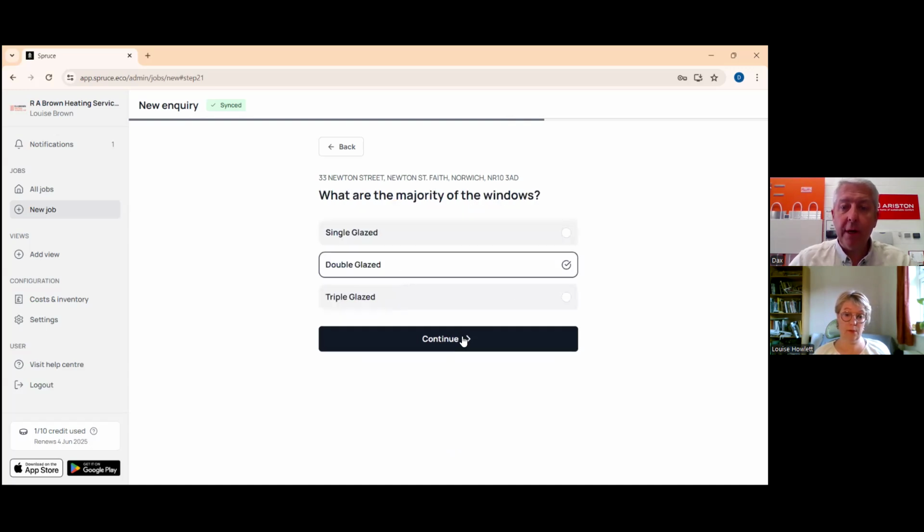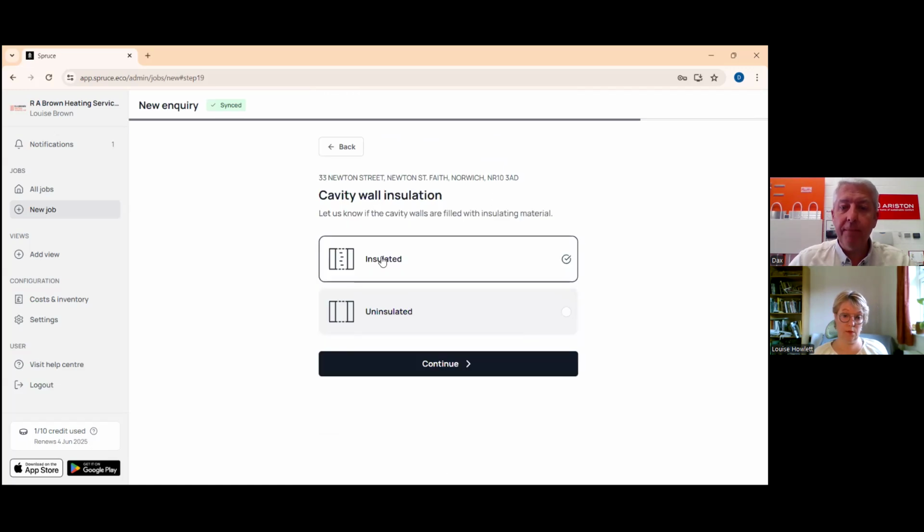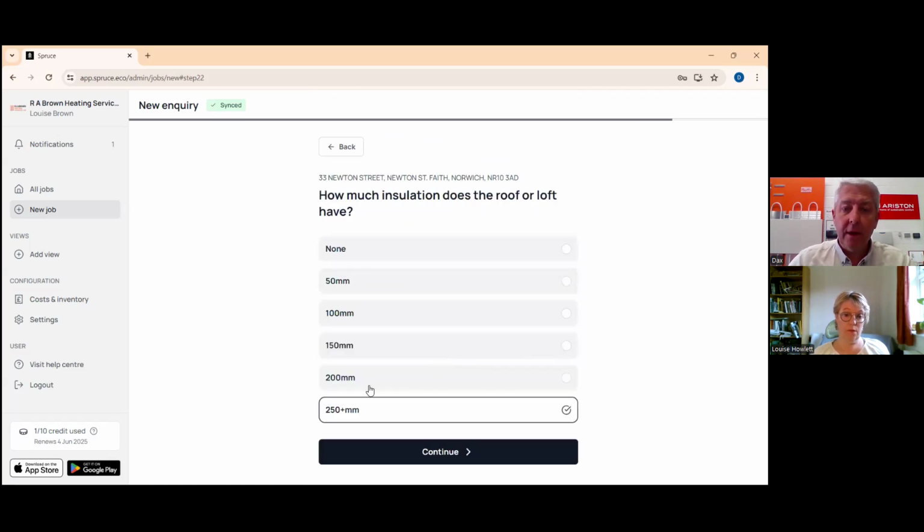And it's double glazed all the way through, and has cavity walls because of the age of the building, so it's insulated. And your loft insulation is up to modern building regulations. You've got 300 millimeters, I think. Yeah, we've added more than modern building regs.